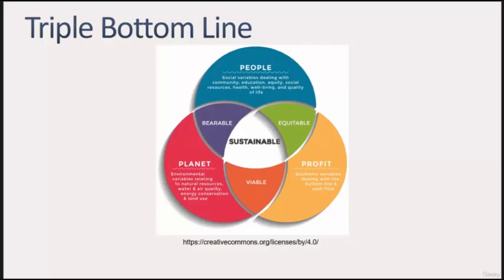Next is profit. This is the measure of the financial performance and profitability of the business. Success is defined by how much profit is generated for shareholders. Key business decisions and various corporate initiatives are generally designed to maximize profit while reducing costs and mitigating risks. And third is the planet.